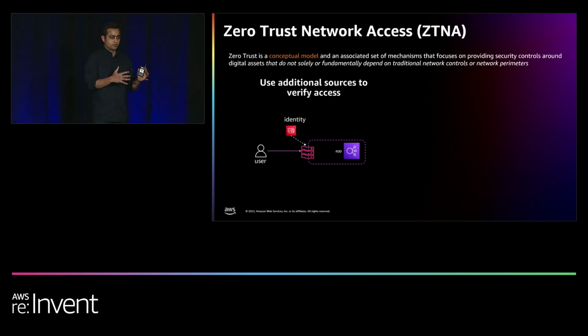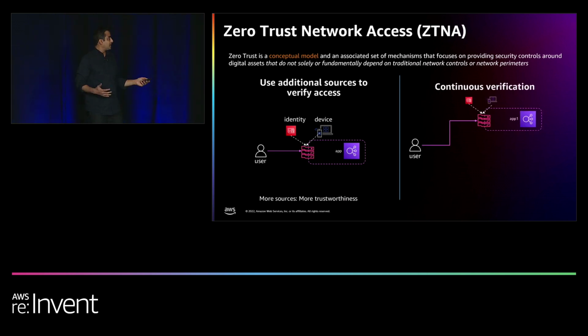In a traditional networking model, once you're on the network, you can access your application. But zero trust principle says that let's use other signals. For example, identity. Now, why stop at identity? Use even more. Start using devices. Use device posture and identity and allow the users to access your network. Why even stop at identity and device? You can even use more real-time contextual signals.